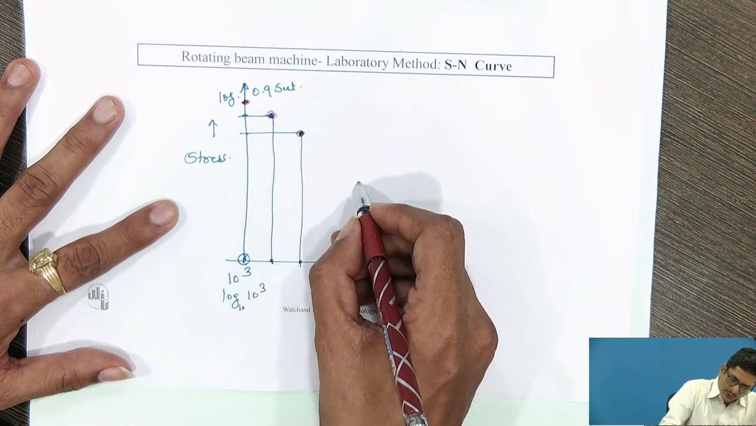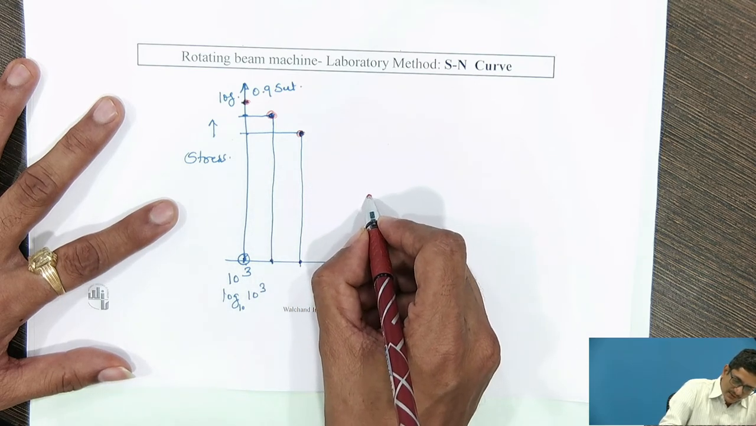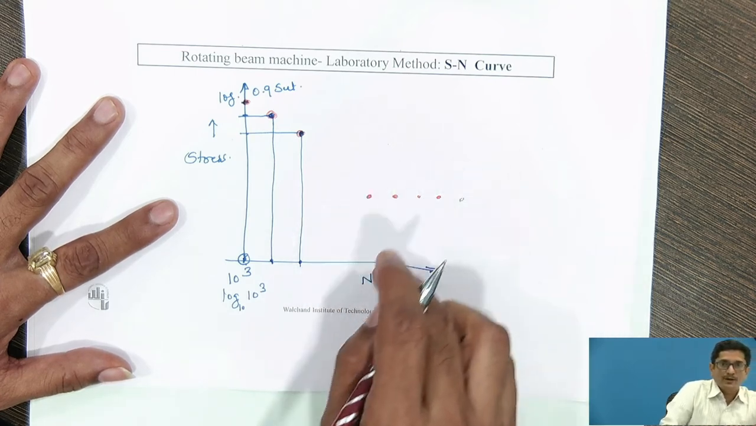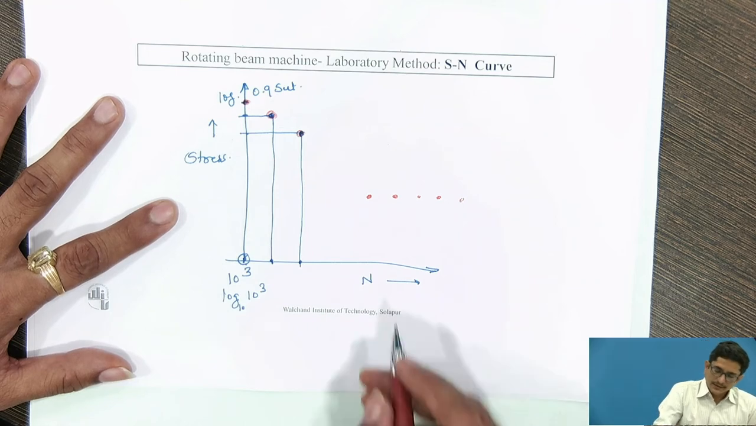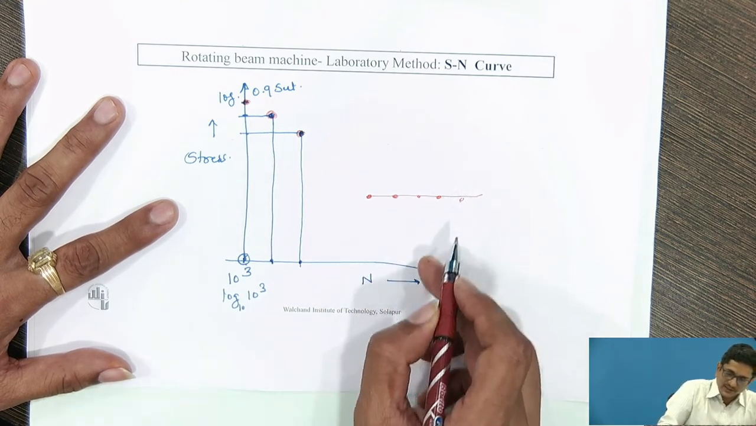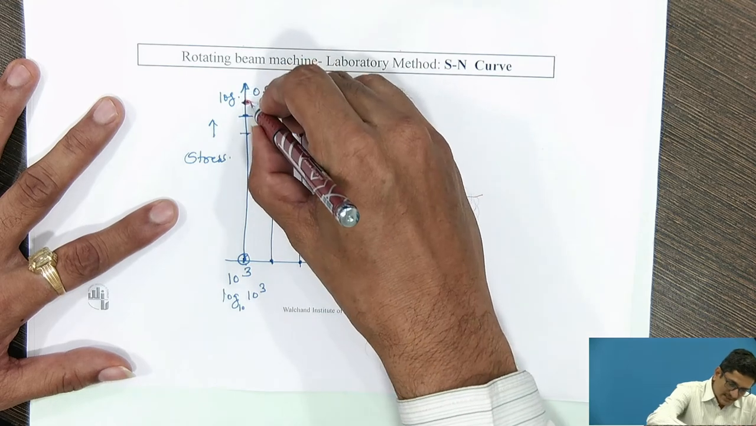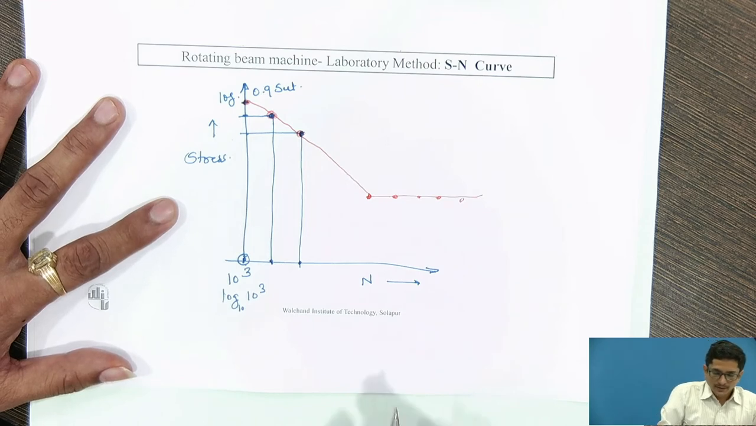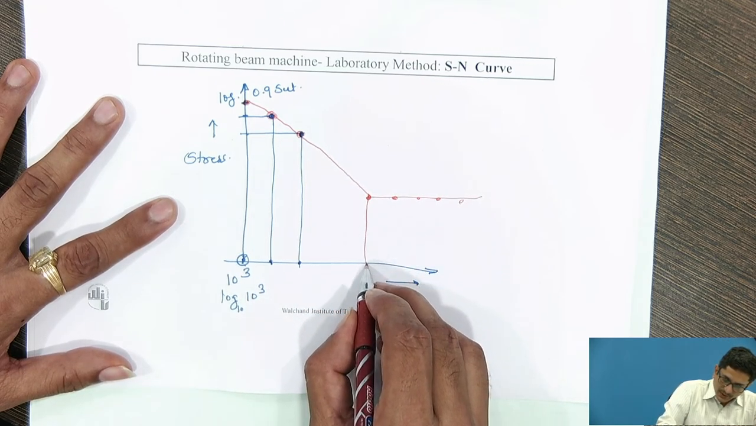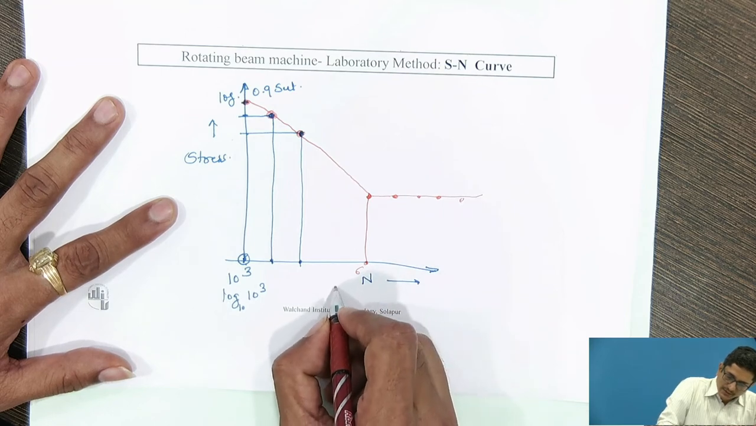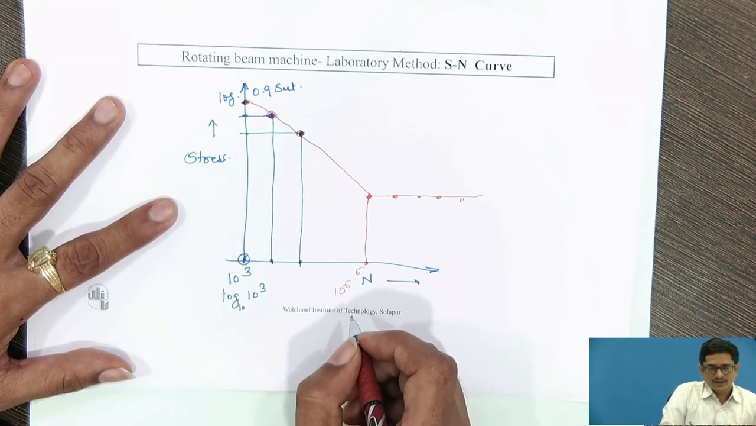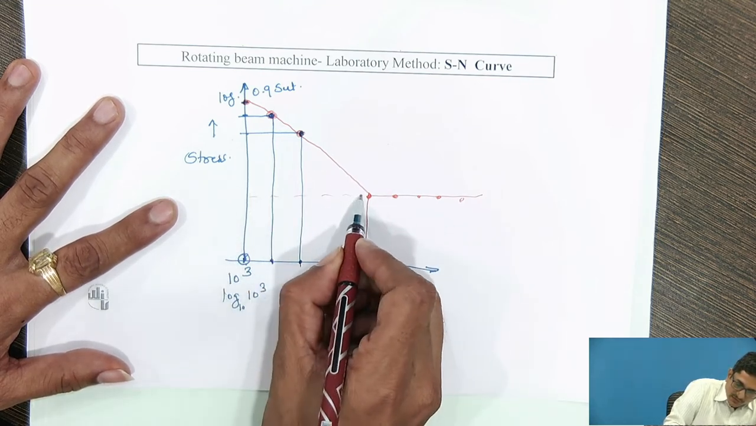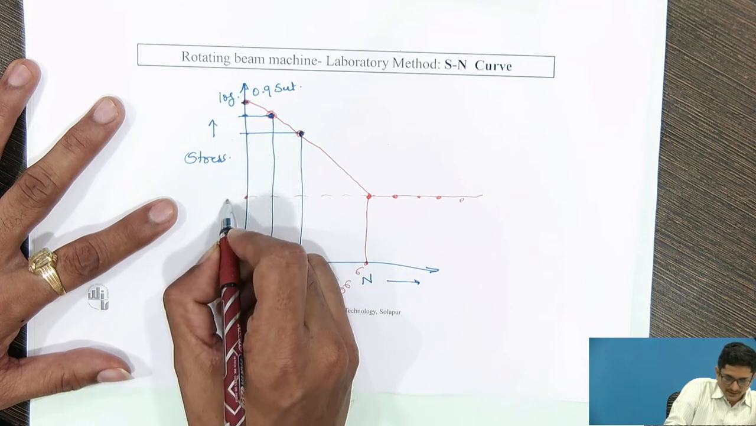Then if I go on reducing the load, at some stage the points obtained become parallel to the x-axis. The line, if I draw through this, is asymptotic. If I join and extend these points, it is going to cut over here. Here, if you observe, it is typically 10 to the power 6 cycles. And in this case, we can say that the stress corresponding to this level over here is SE.